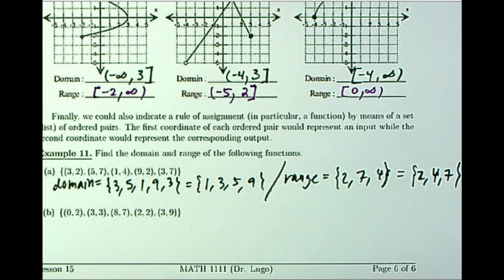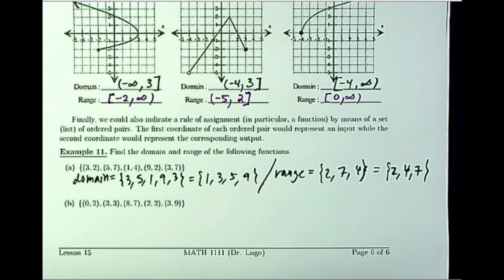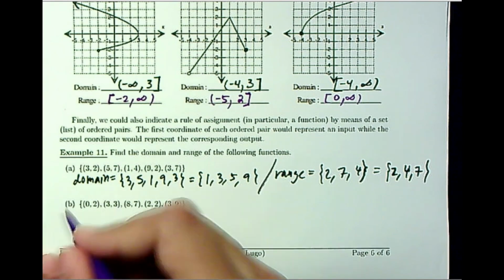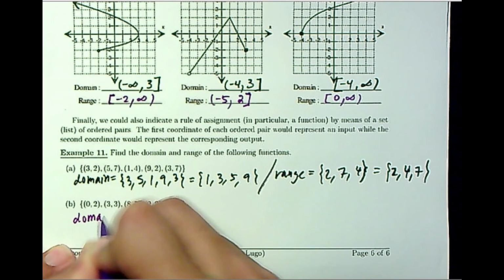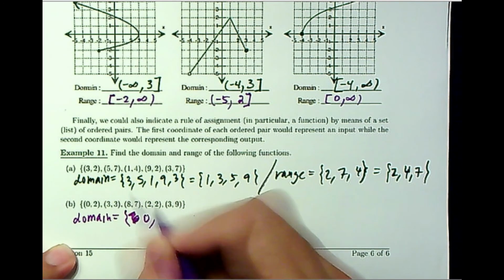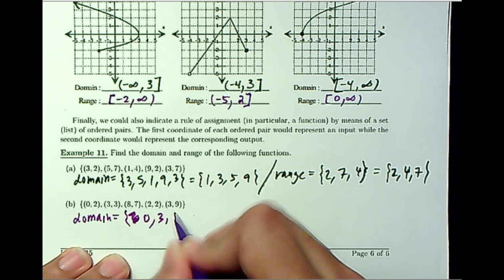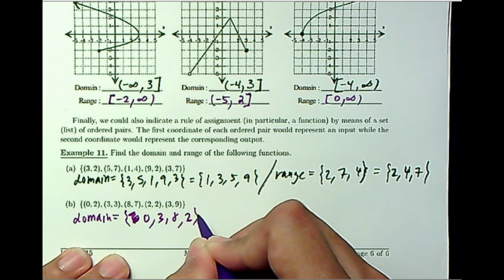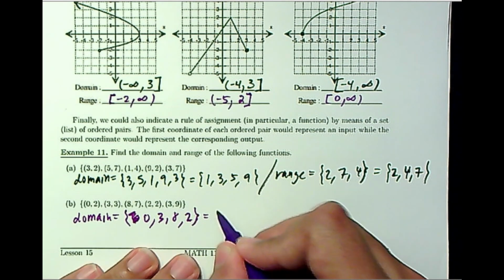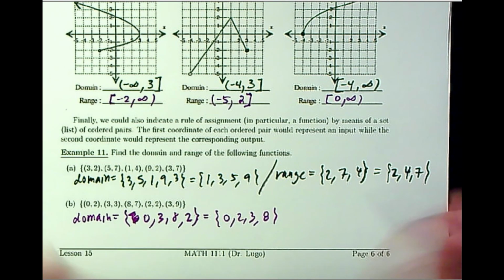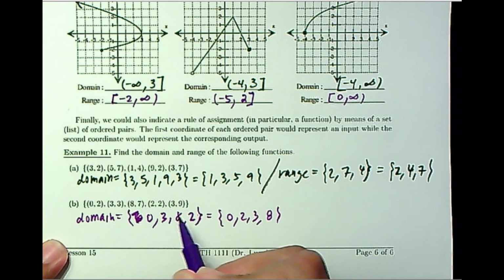And let me zoom out there. Okay. And lastly, the second one, what is the domain? Again, it's just the x coordinate, so that means the first coordinate. The domain of this one is going to be 0, 3, 8, 2, and then 3, but I already wrote 3, so I don't have to write it again. And normally we would prefer to write it in order. So 0, 2, 3, 8 is better. I mean, this is not wrong, but this is better.